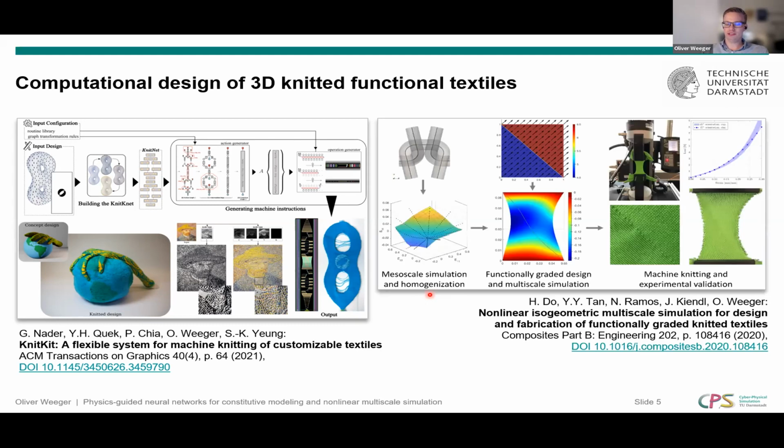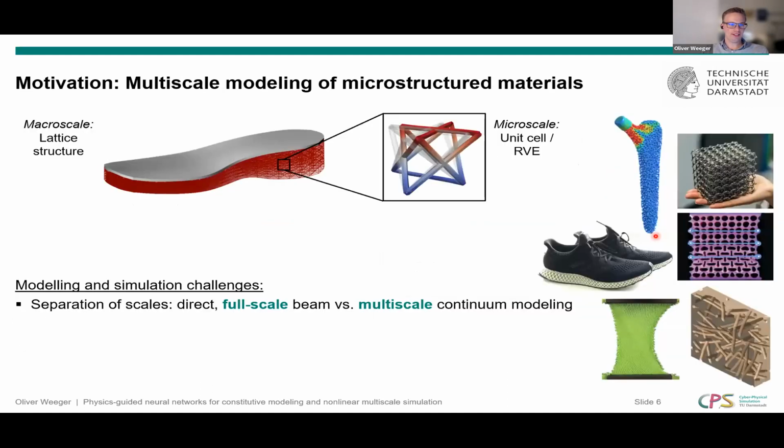And there we're also interested in the multiscale simulation. These textiles, of course, have a microstructure, which comes from the individual loops of the textile, and they have a very nonlinear, very anisotropic behavior, which we try to model. So in these applications that I've just mentioned, the common theme is always that we have a microstructured material and we want to model, simulate, and optimize it efficiently. So we need multi-scale simulation approaches.